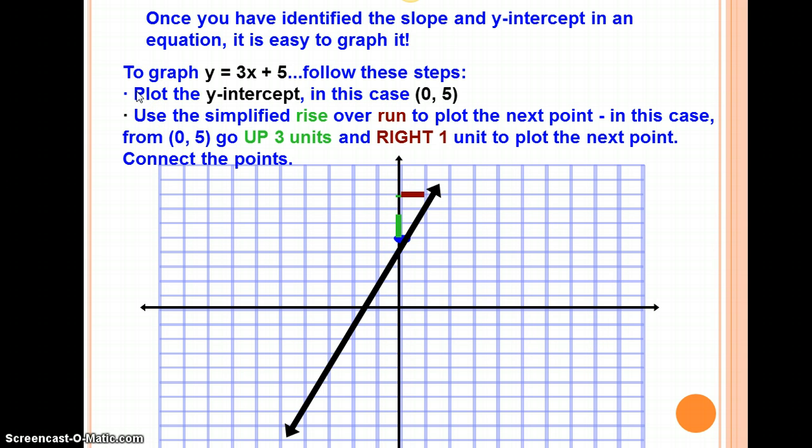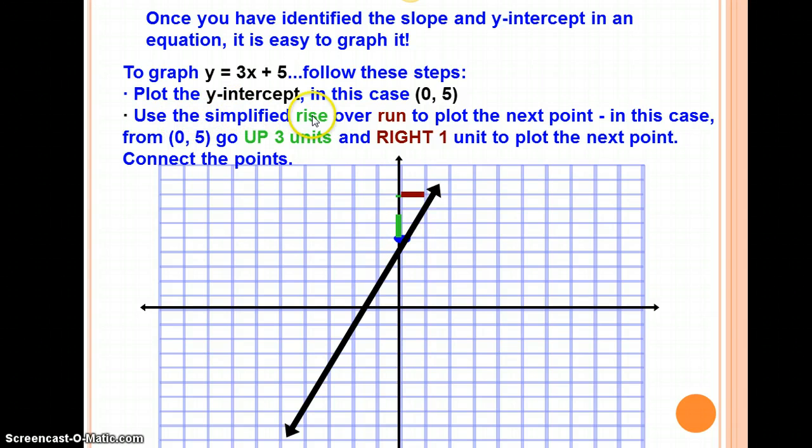So let's do a quick overview of what's involved in graphing this line. Once you've identified the slope and the y-intercept in an equation, it is very easy to graph it. To graph y equals 3x plus 5, let's follow these steps. First, plot the y-intercept. That 5 is actually b, and I know that b is where the line crosses the y-axis. So the y-intercept is (0, 5). My blue dot represents (0, 5).